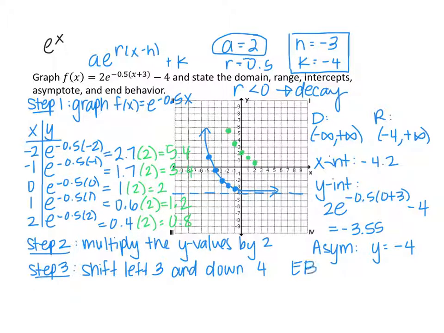And then I'm going to write out the end behavior. So on the right side, as x approaches positive infinity, that means as we go to the right, the function is getting closer to the asymptote, so it approaches negative 4. And then on the left side, as x approaches negative infinity, as x is going toward the left, the function is going up, so it approaches positive infinity.